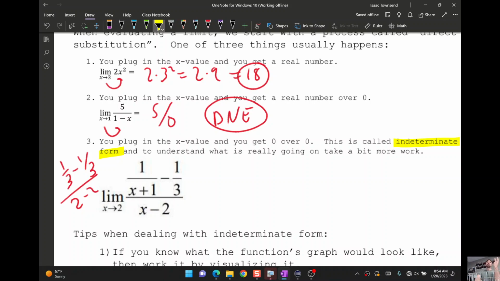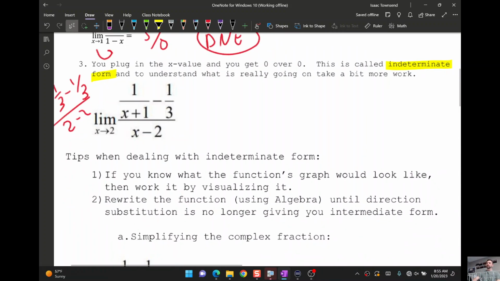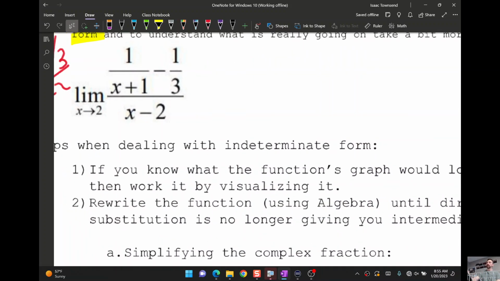So right now you've got 3 methods before I show you this one. Factoring, notice how this doesn't look like anything factors. Conjugates, there's no square roots in here, so conjugates are not going to help. And trig identities, there's no trig functions in here, so no trig identities are going to help. So the trick to these questions is we need to know how to simplify a complex fraction.